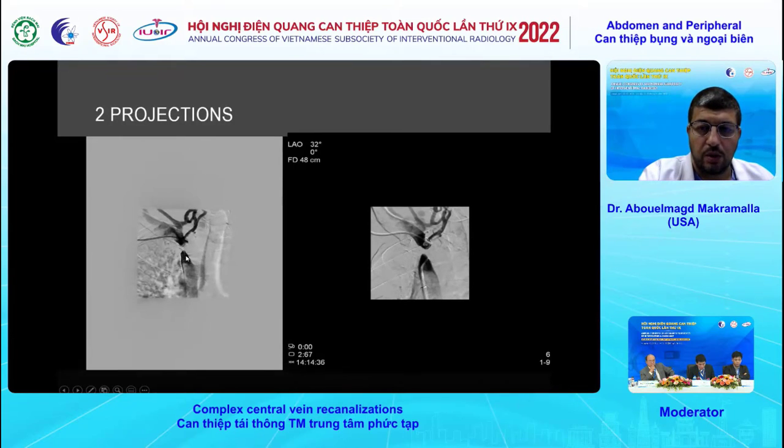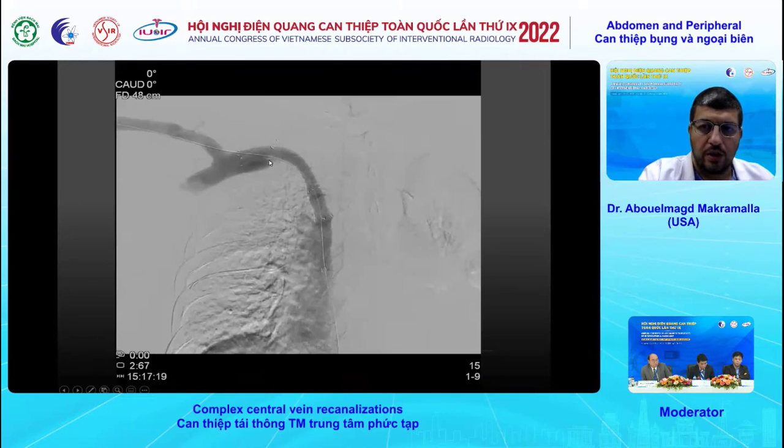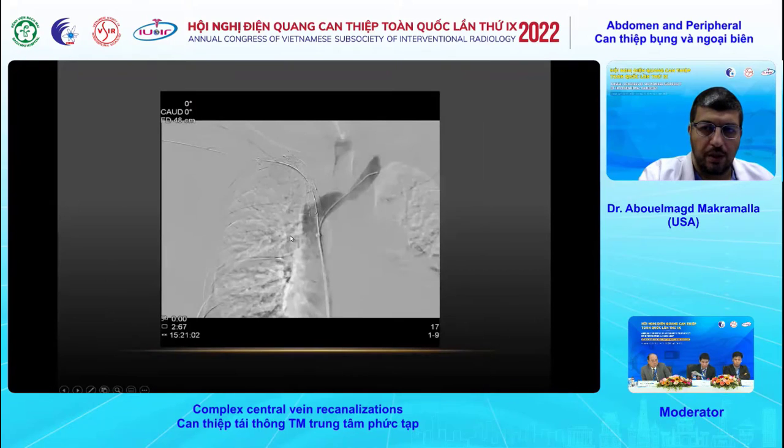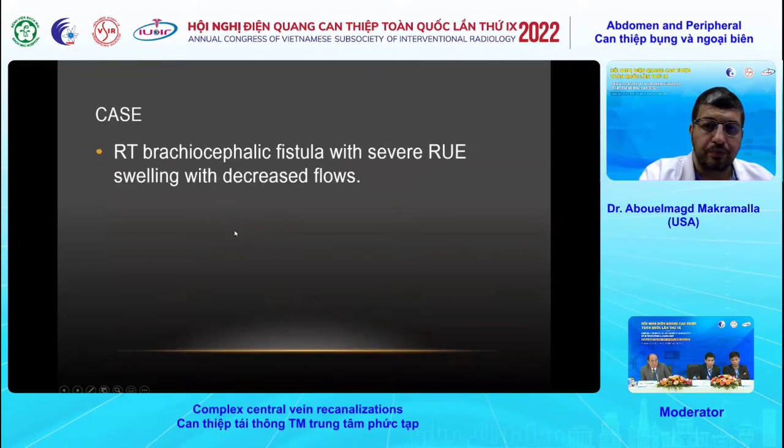One of our techniques is to get multiple projections in 2 different obliques to be able to triangulate the connection between both veins. As you can see, we came through the right upper extremity and through the groin, and we did perform a recanalization. We were able to get the wire across, and then we deployed covered stents to maintain patency of the vein. The left-sided vein is also patent and not jailed off by the covered stents. The patient's swelling immediately improved in a few days, and it remained patent for 3 years, unfortunately, until the patient expired due to COVID pneumonia.